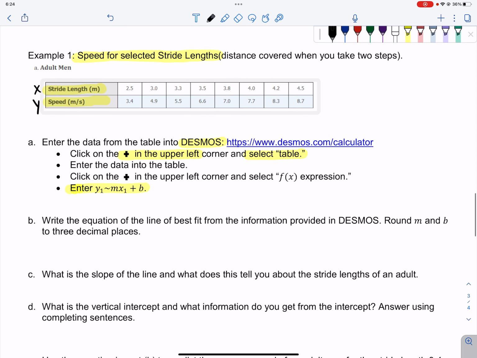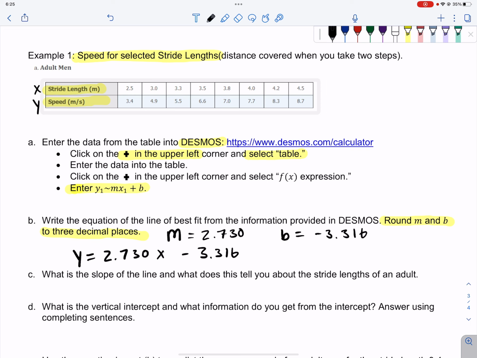So now we can write our equation. I want to round m and b to 3 decimal places. This means my m is going to be 2.730, and b we're going to round to negative 3.316. So our equation of the best fit line is y equals 2.730x minus 3.316.